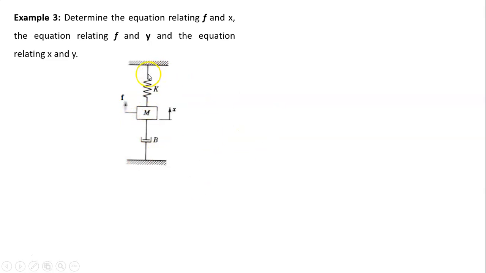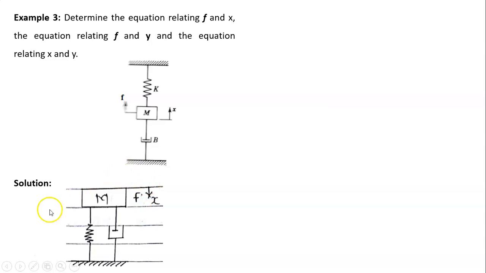How to redraw? You can remove this spring from the top and attach it at the bottom. Therefore, this is our new diagram. Mass M is there. This spring K we have removed from the top and attached to the bottom. Therefore, spring K here, damper B is there. Force F is acting at mass M, and here it is the X coordinate. Therefore, in this diagram, how many coordinates are there? Two coordinates are there, coordinate X and coordinate ground.